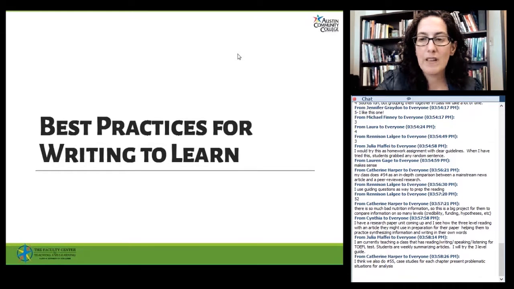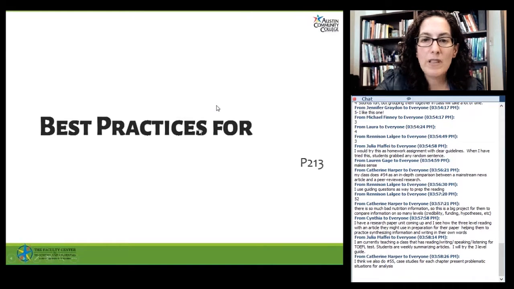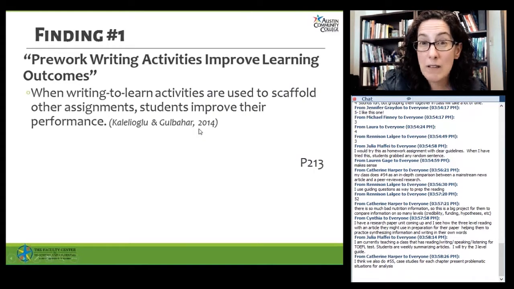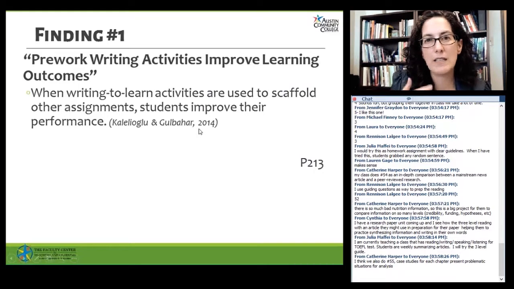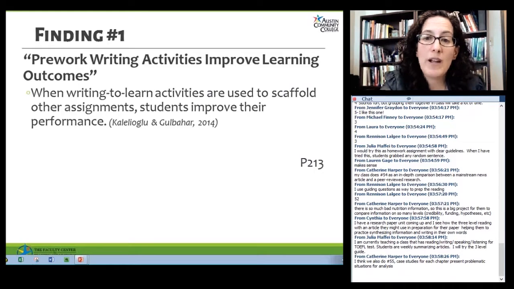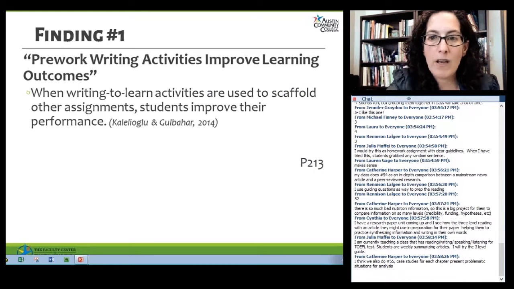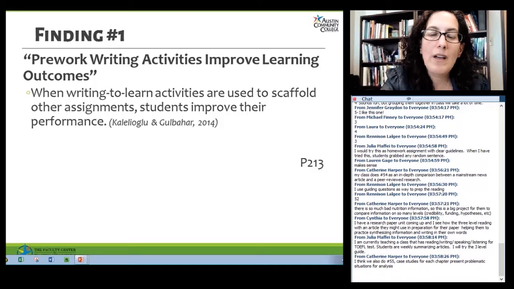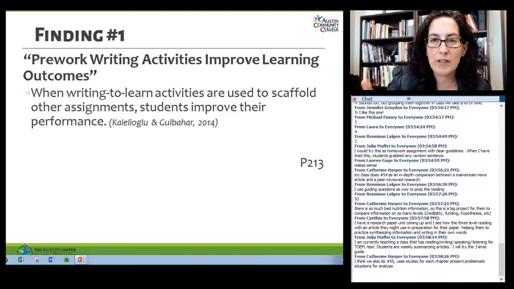So giving them assignments that allow them to write really can help them understand the material in ways that they'll find surprising. So we're going to go through these best practices kind of quickly, you guys, because I really want to get to the ideas and the sharing part. So finding 1, pre-work writing activities improve learning outcomes. The idea here is very much like with the active reading document. If you help scaffold students learning and scaffold students writing, they get better outcomes.